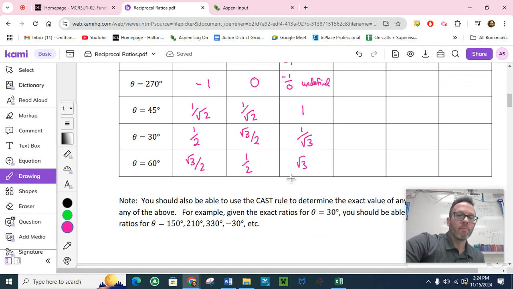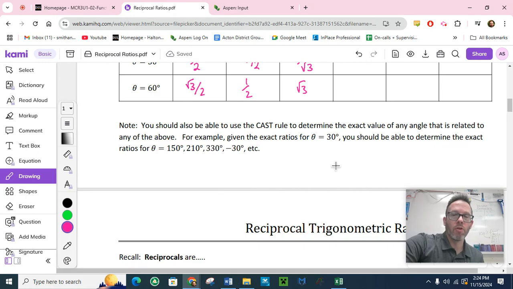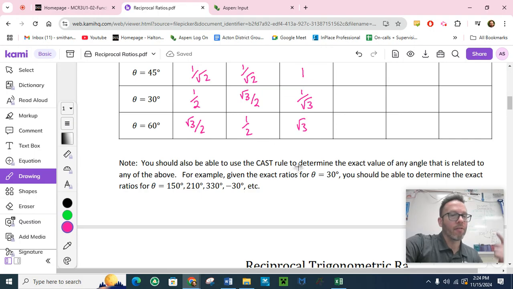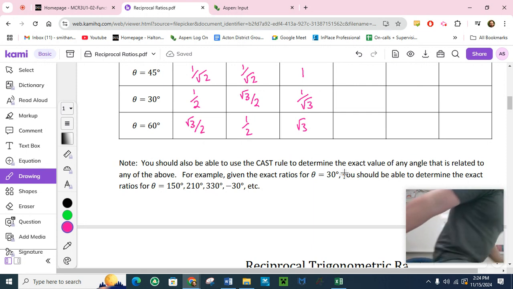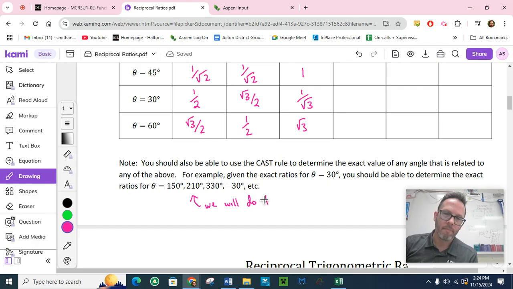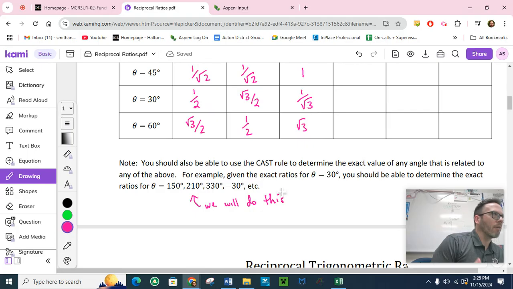Now, later on today, we're going to use the CAST rule to determine the exact values, not just for these guys, but for any angle that has a reference angle of 30 or 45 or 60. So we're going to be able to do the exact values for 150, 210, 330, -30, all kinds of angles. In fact, I think 210 is on the next page, so I'll just make an arrow. We will do this together. And if you're wondering what the second half of the table is for, you're going to have to hold on for just a moment.